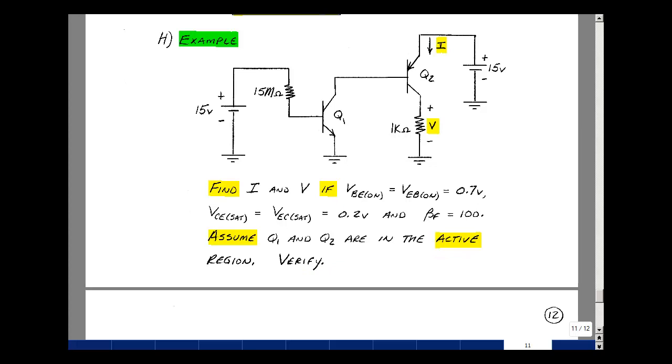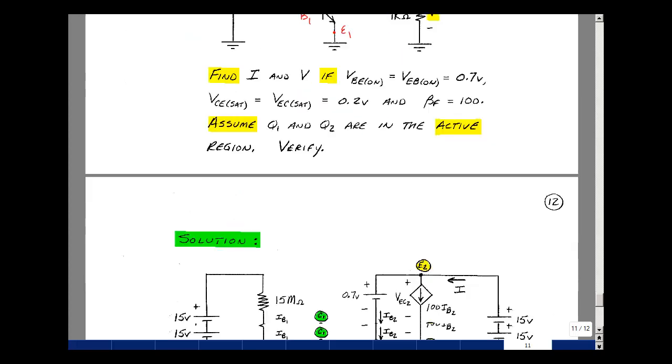For us to put the models in, we need to identify the transistor's terminals. So here is the collector of transistor 1, the base of transistor 1, and the emitter of transistor 1. Here's the collector of transistor 2, the base of transistor 2, and the emitter of transistor 2. Now we're going to replace the transistor with its active region model.